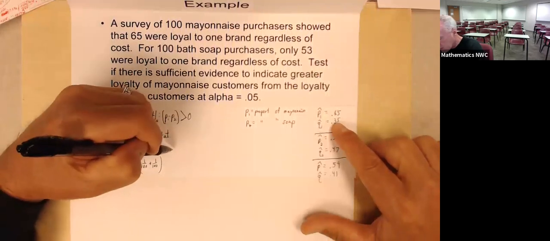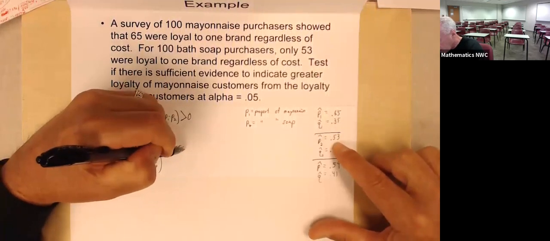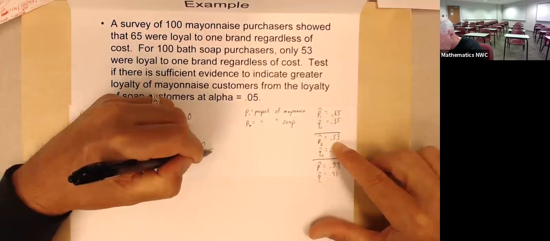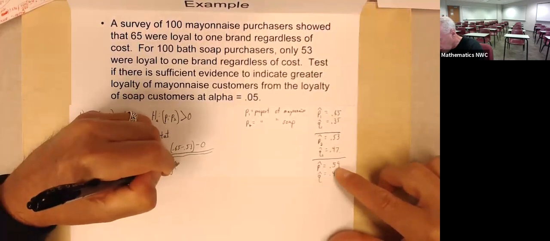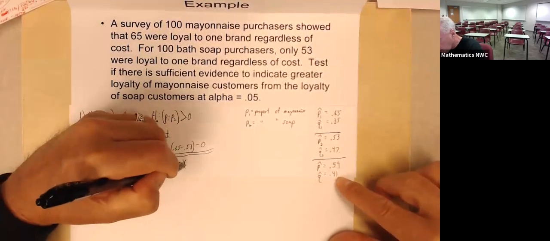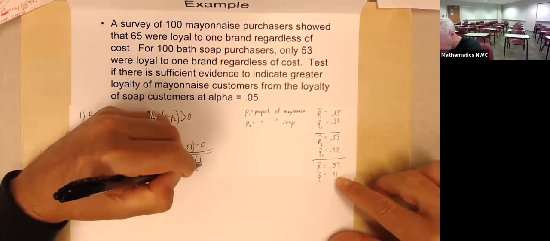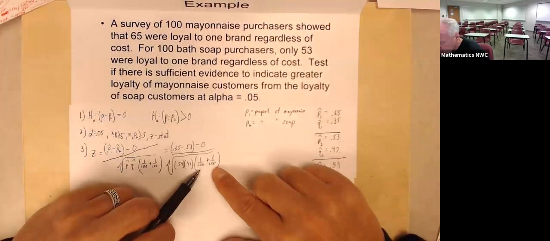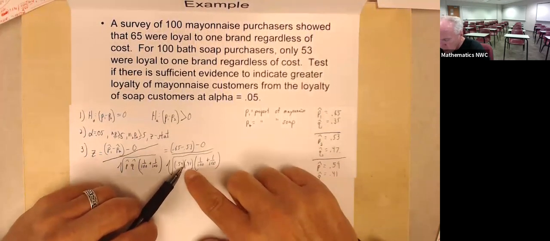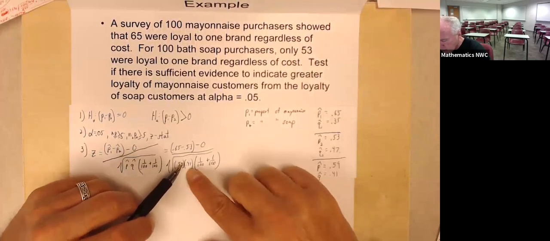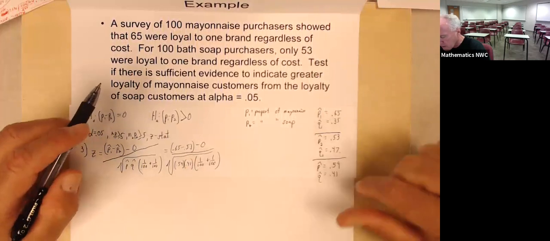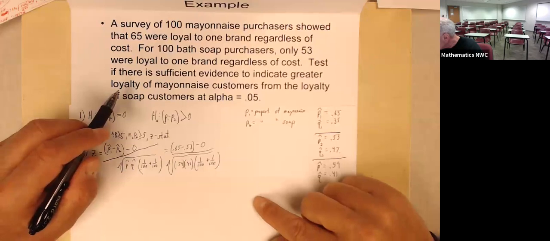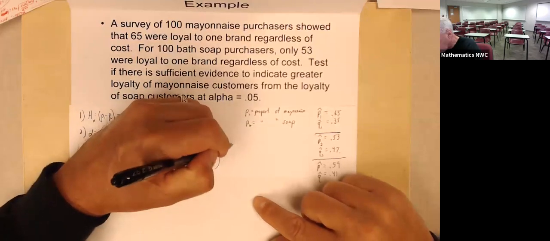P1 hat is 0.65 minus 0.53 minus 0. Square root of P hat general is 0.59. Q hat is 0.41 times 1 over 100 plus 1 over 100. So this would be 2 over 100, or 0.02 times 0.41 times 0.59. Take the square root of that, divide it into that difference of 0.12. When you do that, you'll end up with a z-score. In this case, that happens to be 1.7.